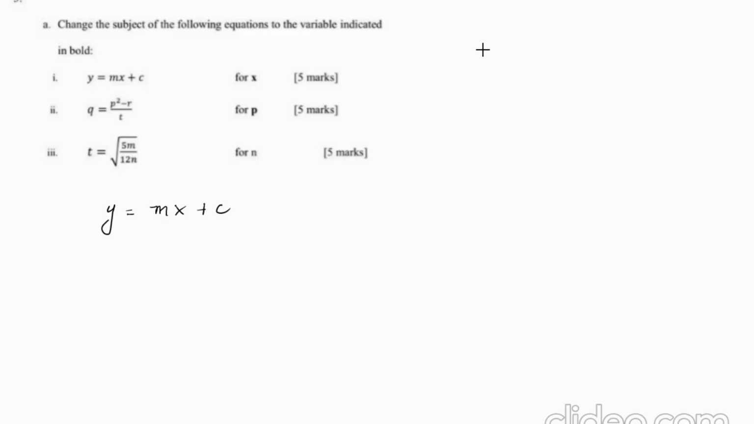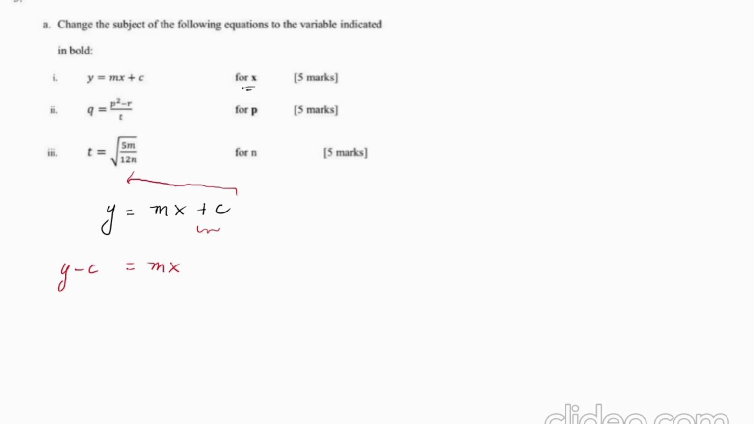All right, number 3. Let's make these variables in bold, the subject of the equation. Okay, so let's start with the first one. y is equal to mx plus c. So we're trying to get x on a side by itself. So the first thing I want to do is get rid of anything else. First I want to get rid of the c, so I'll transpose it and take it over here. Over here it's positive, over here it's going to be negative. This becomes y minus c is equal to mx.